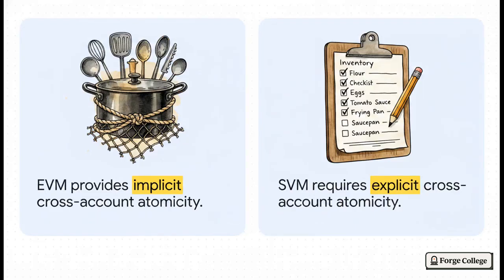Which leads us to the core impact this has on you as a developer. The EVM provides implicit cross-account atomicity. Because it's a single-threaded chef, you get atomicity for free. If something fails mid-execution, the whole state naturally reverts safely. But the SVM provides explicit cross-account atomicity. You are absolutely required to be perfectly explicit about your access lists. If you mess up your metadata, you risk scheduling failures or completely losing that beautiful parallel throughput.